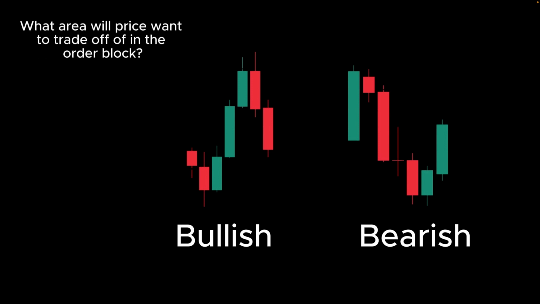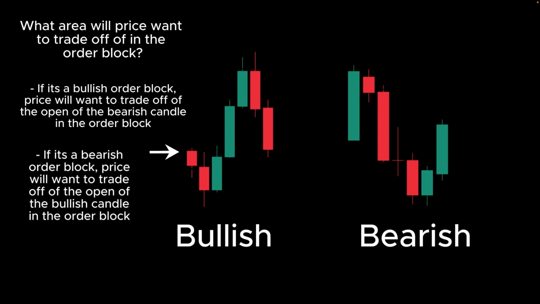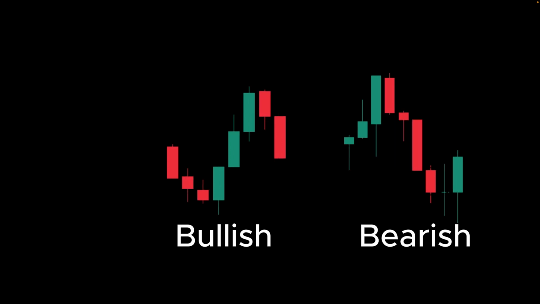So where will price want to trade off of in an order block? If it's a bullish order block, as transposed on the left hand side, price will want to trade off of the open of the bearish candle in the order block, right? Simple. If it's a bearish order block, as transposed on the right hand side, price will want to trade off of the open of the bullish candle in the order block. Simple as that.